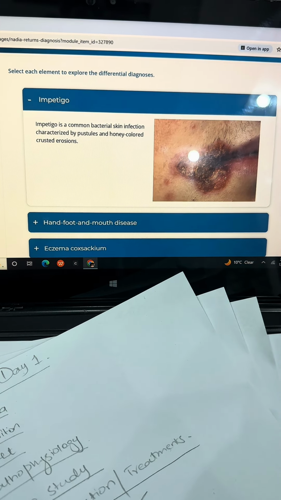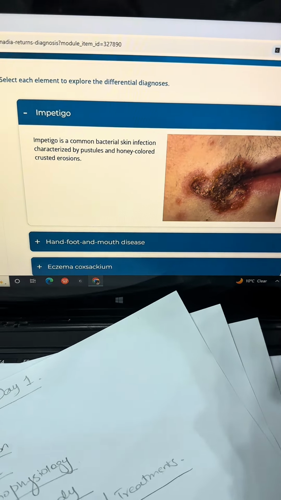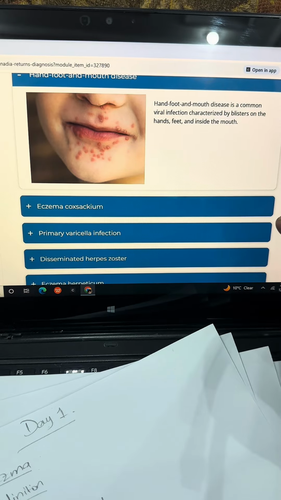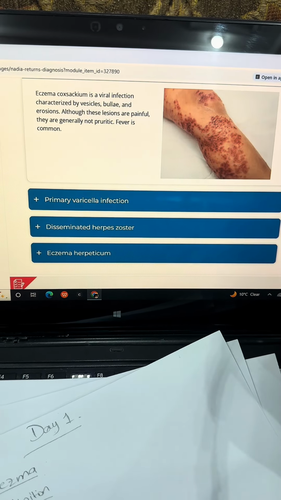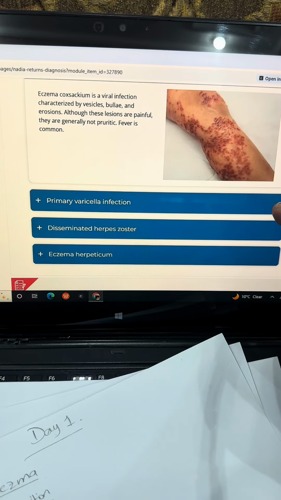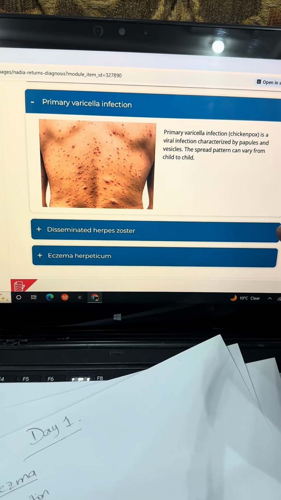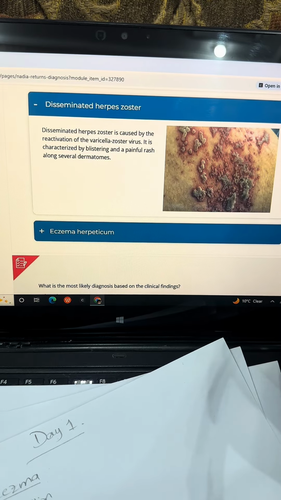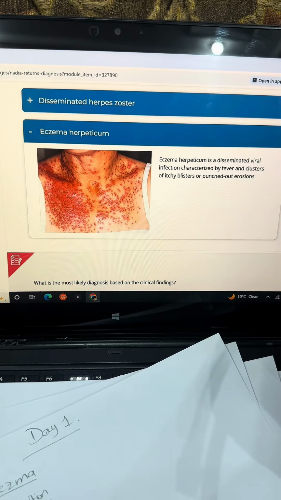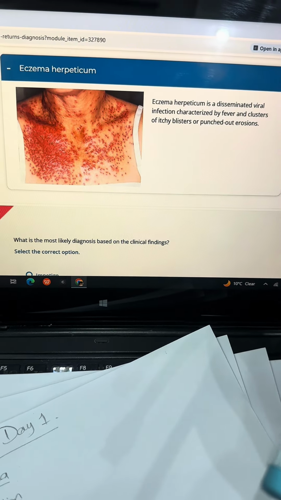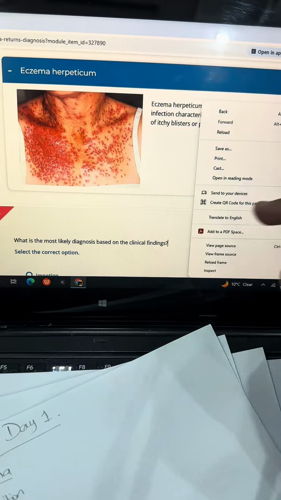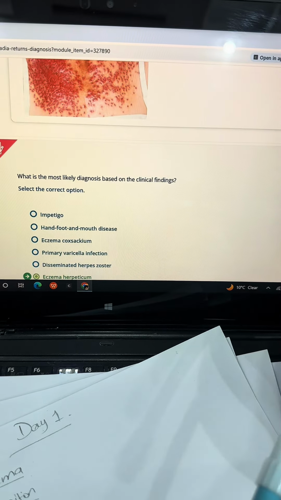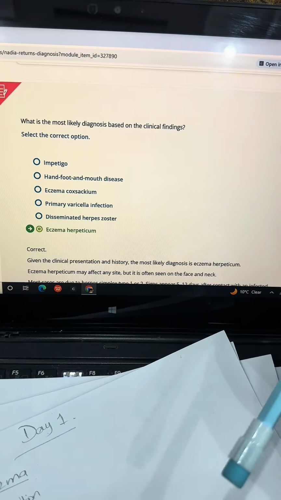Now the differential diagnosis is impetigo, hand, foot and mouth disease, eczema, and primary varicella infection, just chickenpox. Eczema herpeticum is a viral infection characterized by fever, clusters of itchy blisters, and punched-out erosions. Then the diagnosis is eczema herpeticum.